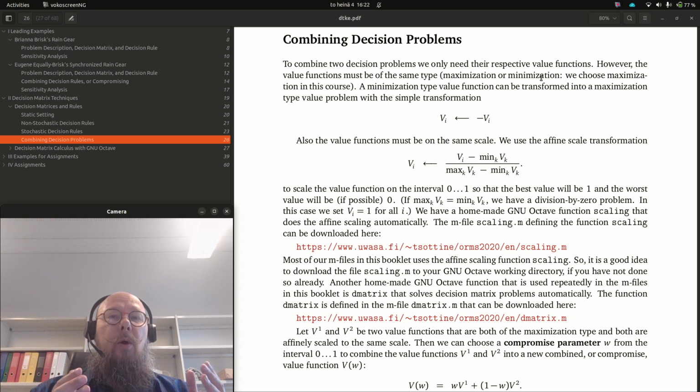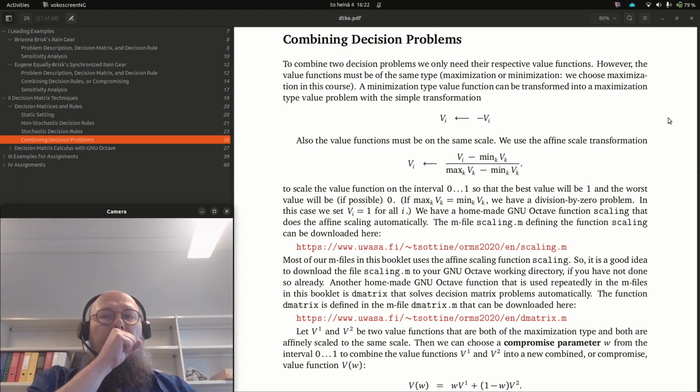And to combine two value functions, we have to have two things in mind. They have to be the same type, so both maximization or minimization. We will choose maximization in this course, and then they have to be on the same scale. If one or both of the value functions we want to combine are minimization type, we have to transform them into maximization type. And this is easy. You just multiply by -1, so then minimization becomes maximization. So this is a simple transformation.